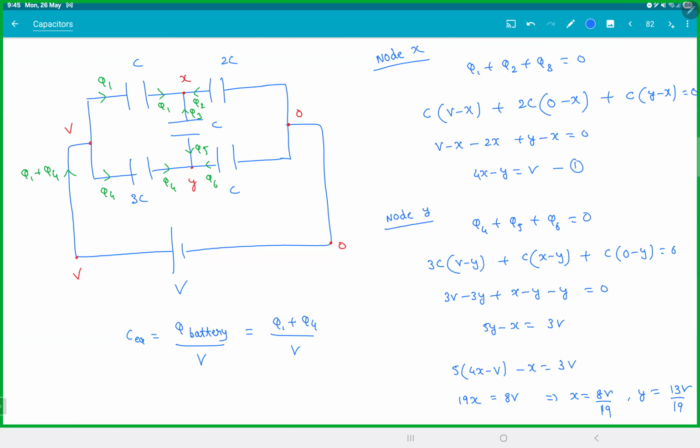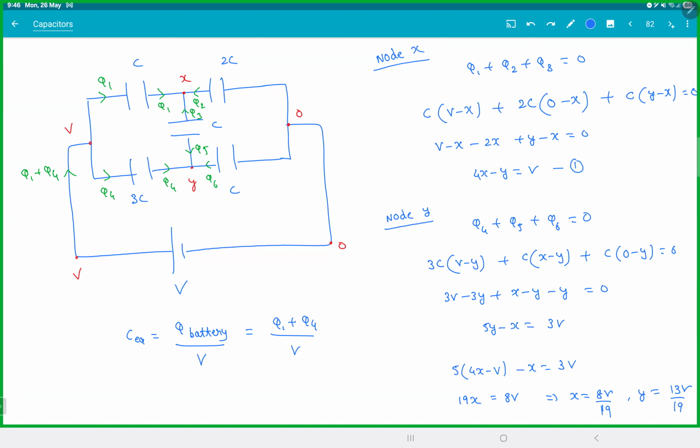In node X we wrote Y minus X. Look at Q3. Q3 is coming from where to where? Y to X. So Y is higher than X, no? And in node Y we wrote X minus Y. In node Y, charge Q5 is coming from X to Y, so X minus Y. Technically Q3, Q5 are opposite, but we are really not interested. Just for the convention, I took some variable. See for Q2 what did I do? I wrote 0 minus X. So simple. Charge flows from higher to lower potential. So if you have taken Q2 that way, I am assuming 0 is greater than X.